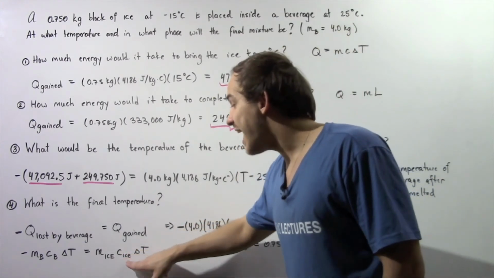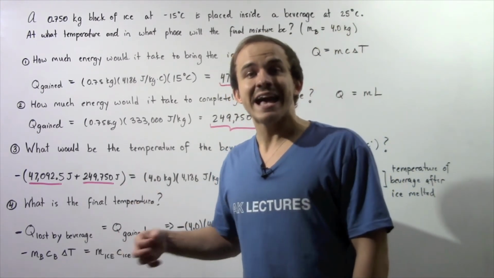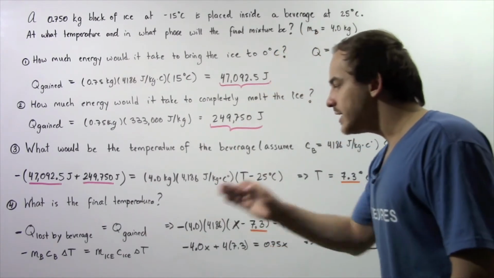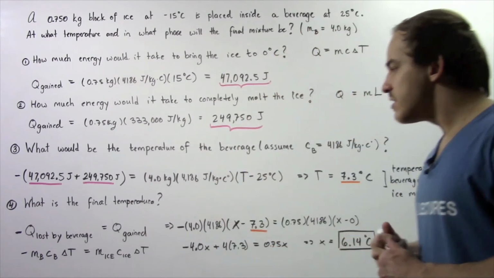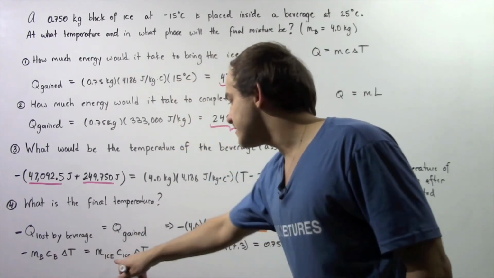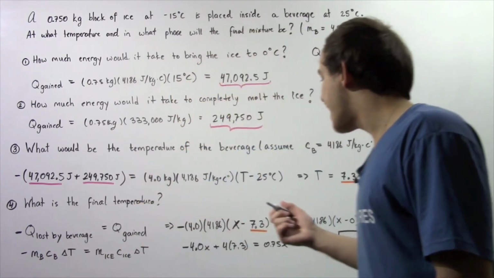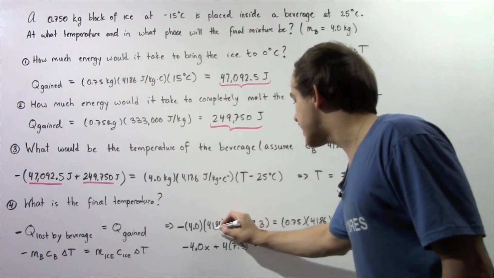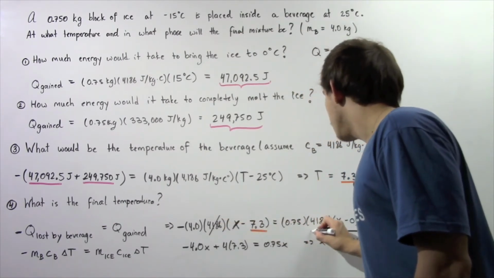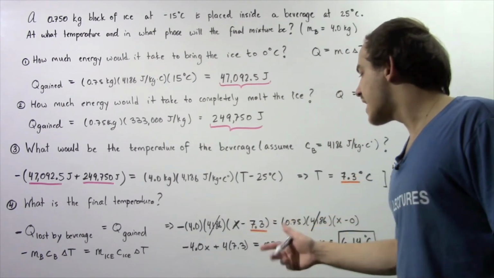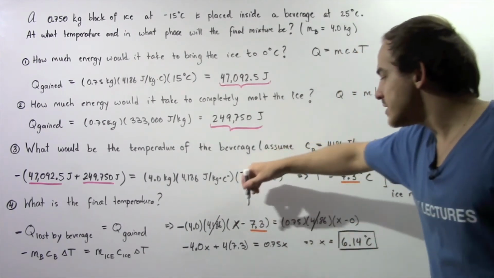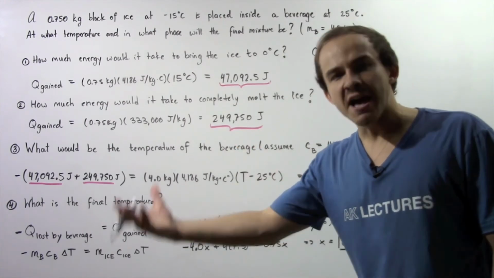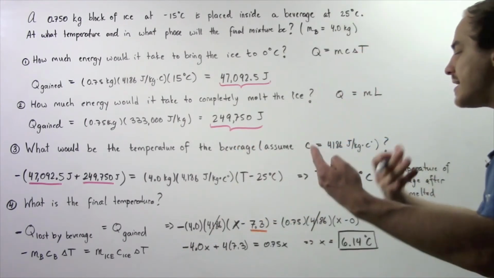Now notice this ice is no longer ice. It has now melted, so it's liquid water. So we plug in our values and notice that the C_B value and the C_ice value are the same because we assume the specific heat of the beverage is the same as water. So these values will cancel. And now we solve for our X. Notice the X value is what we want to find. It's the final temperature of our mixture.